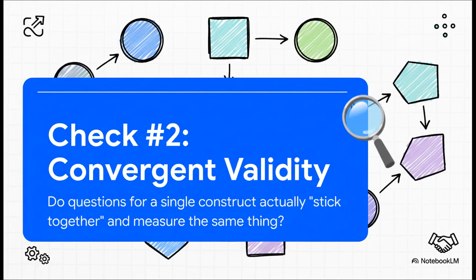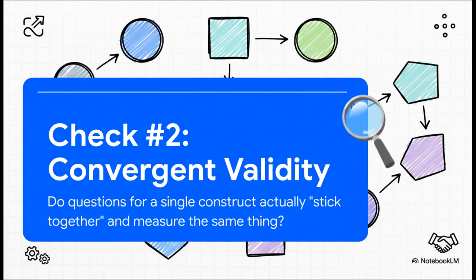Okay, next up is convergent validity. This one zooms in on each of your concepts one by one. It's asking, do all the questions I designed to measure security actually stick together like they're supposed to? You want them all to point to or converge on that one central idea, almost like they're drawn to the same magnet.